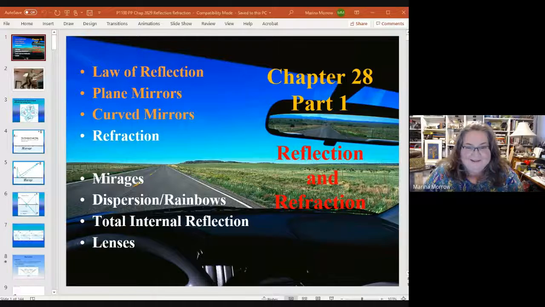All right, we're going to start with chapter 28, part 1, reflection and refraction. We're going to look at the law of reflection, plane mirrors, and curved mirrors for the first part. Okay, so let's look at this cool picture.